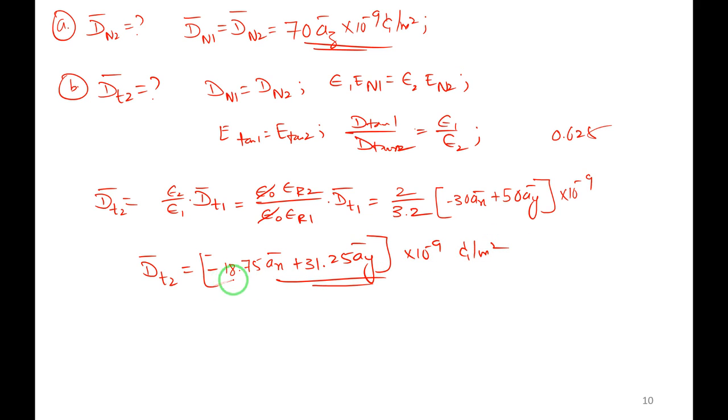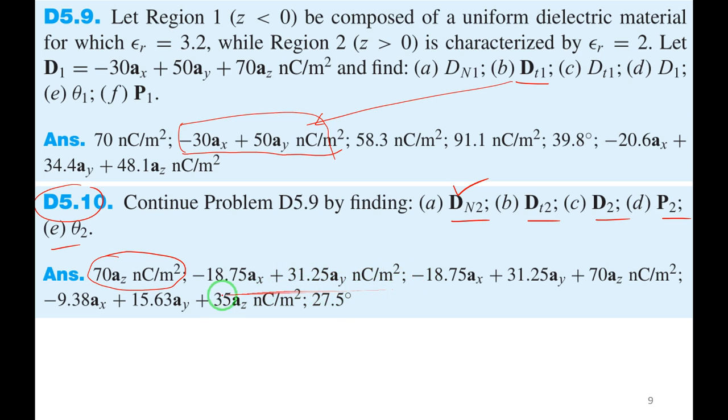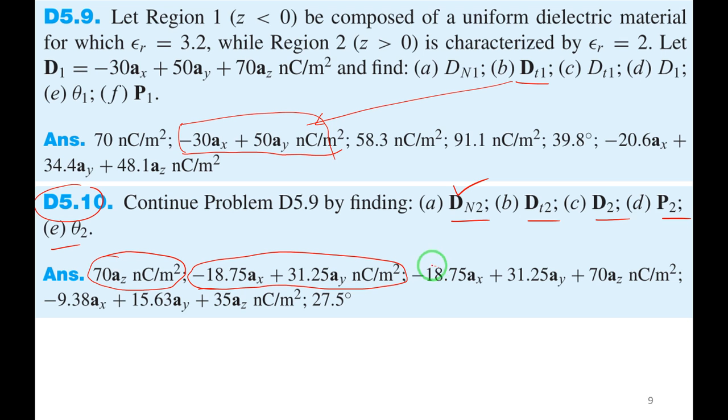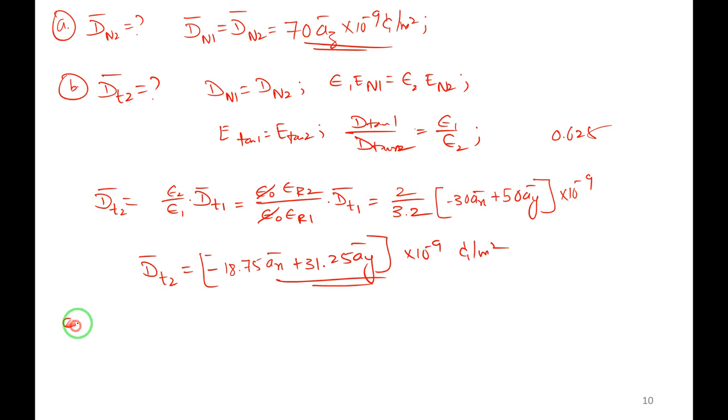So just verify Dt2 is minus 18.75, plus 31.25 nanocoulomb per meter square, right? Yes, this is over. Next, D2 they have asked. So part C, what is D2? D2 is equal to the combination of tangential component plus normal component. So Dt2 plus Dn2. I have Dt2 here and Dn2 here. So just add these two.